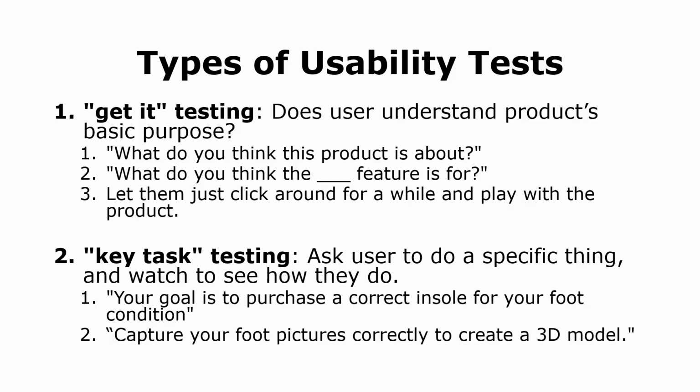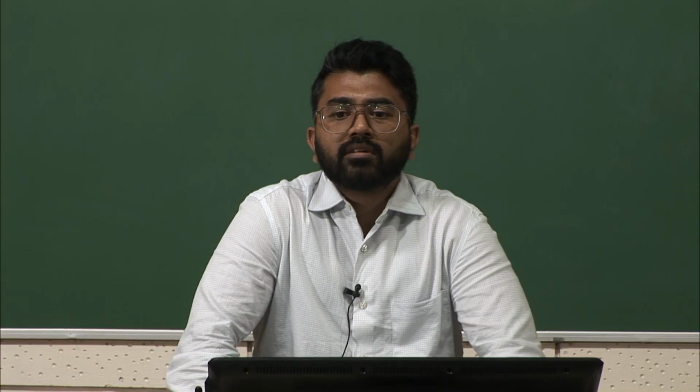What are the types of usability tests? There are typically two major categories. The first one is get-it testing, which means: does the user understand the product's basic purpose? Many products are so badly made that the user doesn't know what the right thing to do is. One example is the smartwatch.